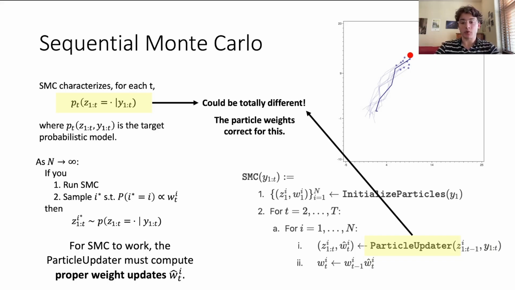And being able to compute proper weights is crucial to run sequential Monte Carlo. If we can't compute such weights, then we could just generate particles which have nothing to do with the inference problem we want to solve, and we wouldn't have any way to correct for that. But when we do know how to compute proper weights, and we have a good particle updating strategy, sequential Monte Carlo can work really well in practice, even with just tens of particles, like this frame I'm showing here.